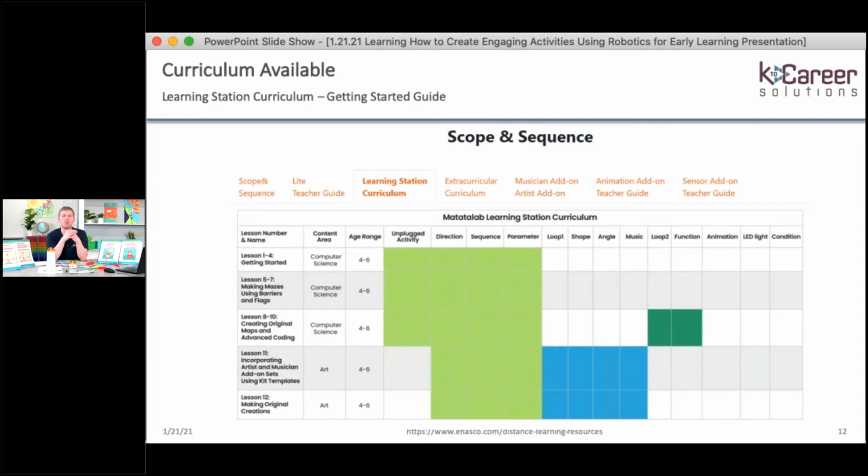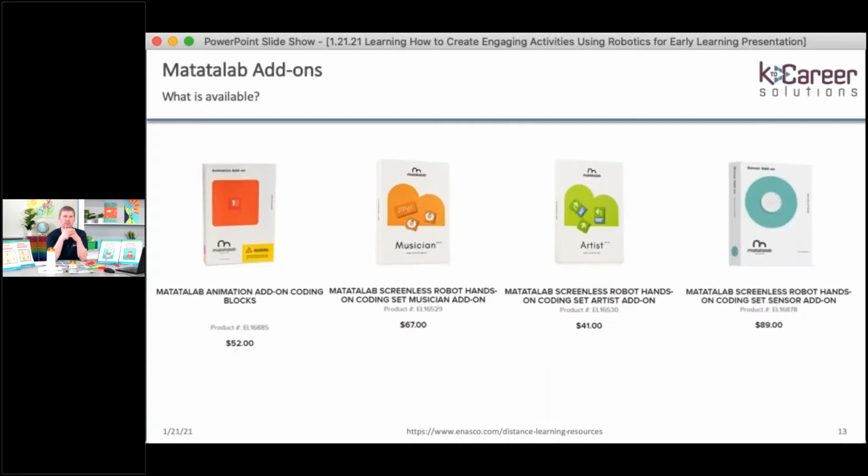On the next slide, we get into those add-ons. These are the add-ons that you can have: the music, the artist. We have a sensor one specifically where you can have just the top. Say you bought the basic set, then you want to add the sensors so you can detect distance and light, etc. You can do that as well.